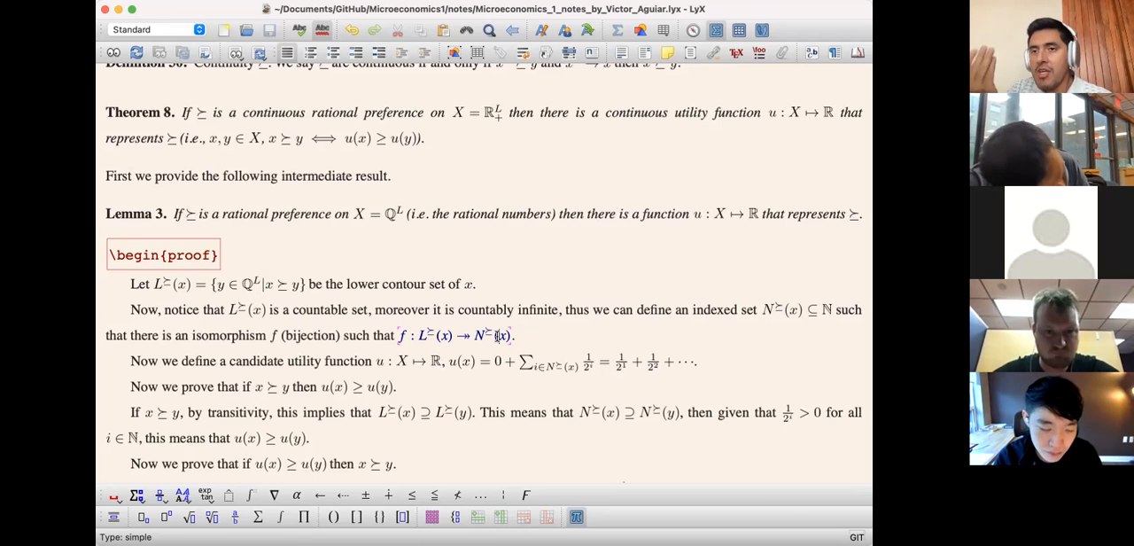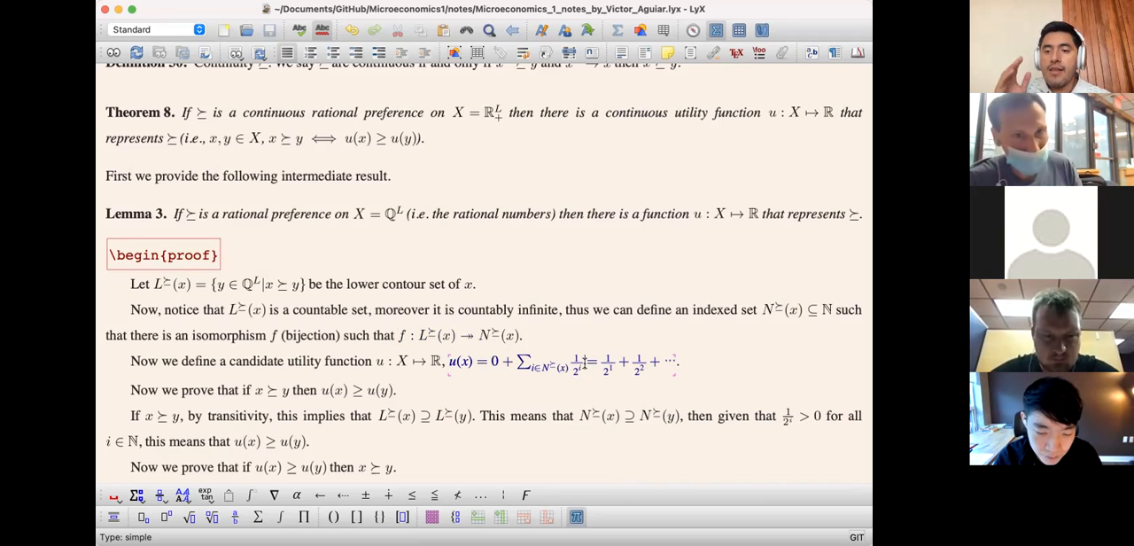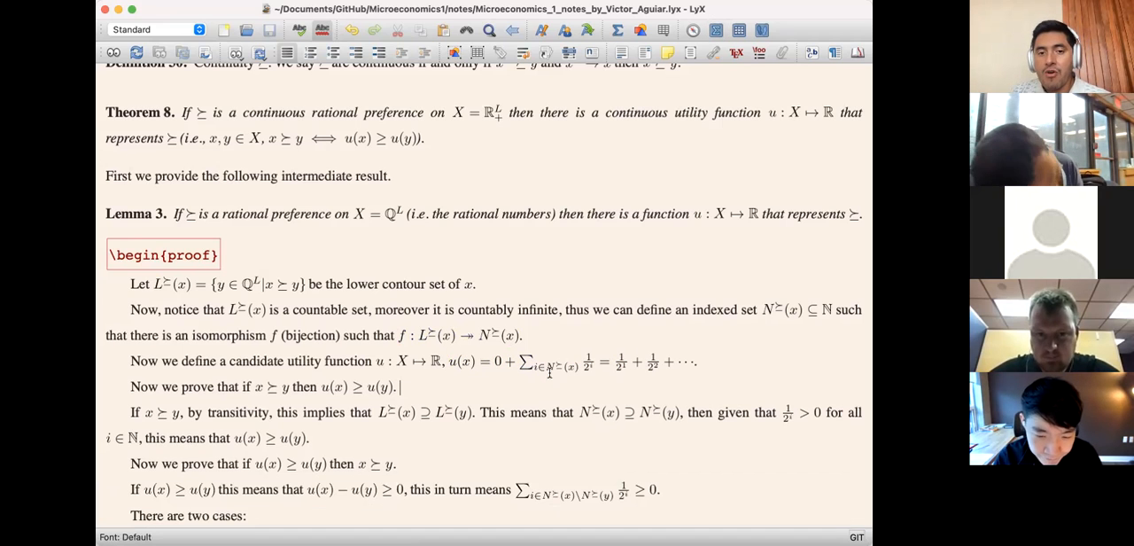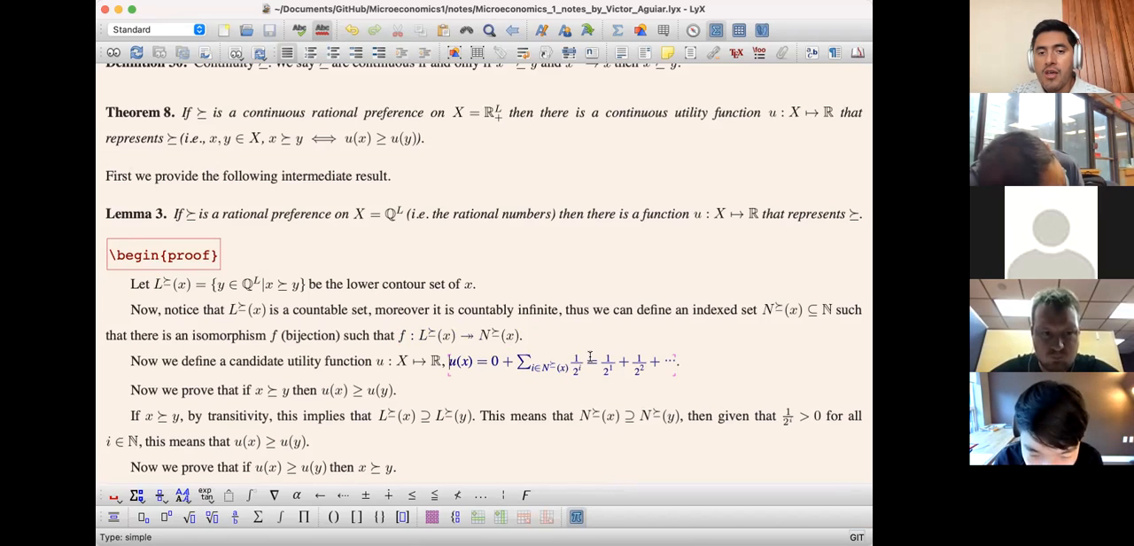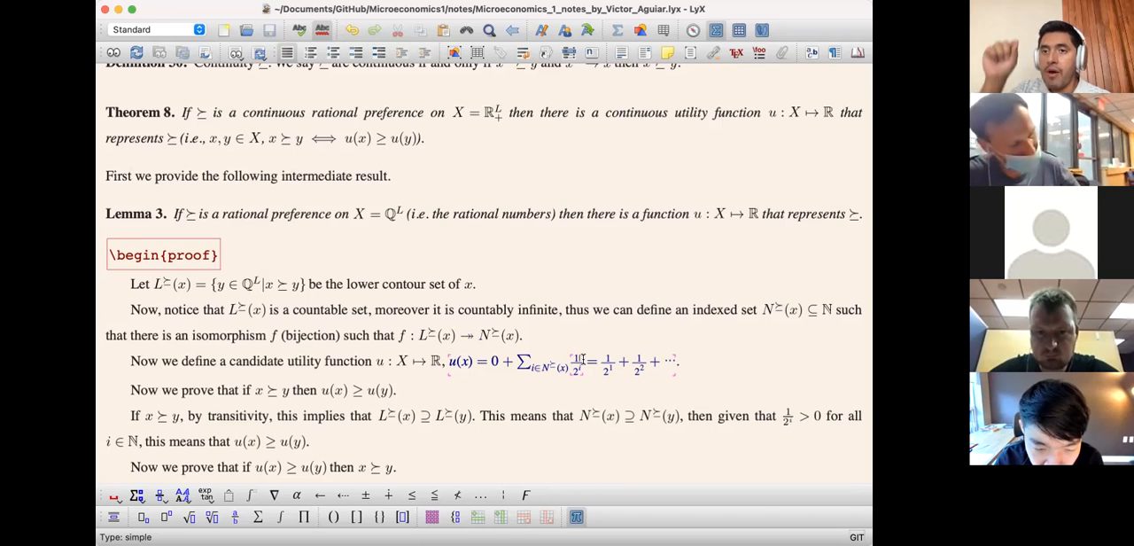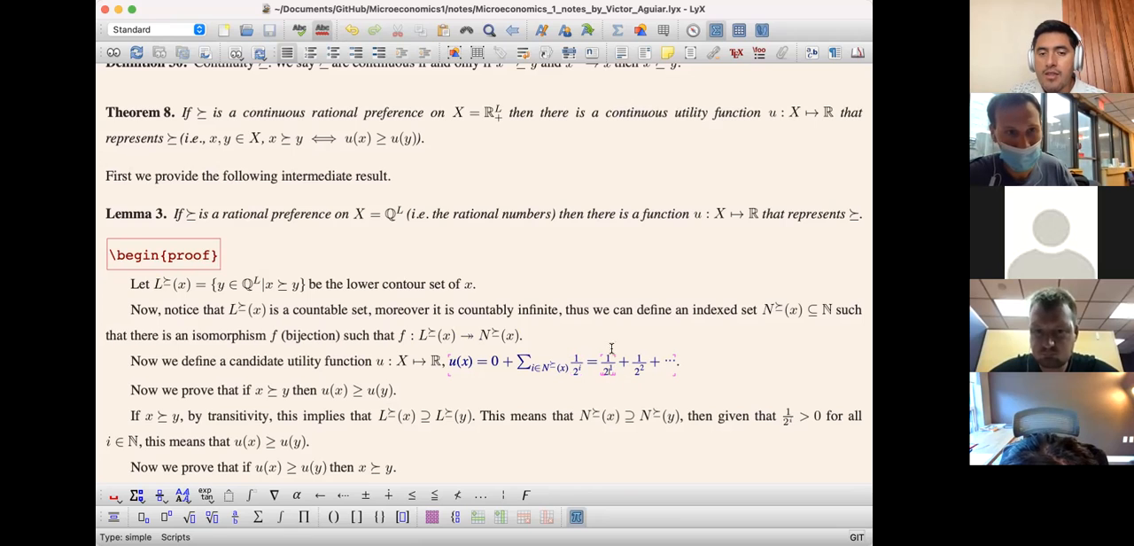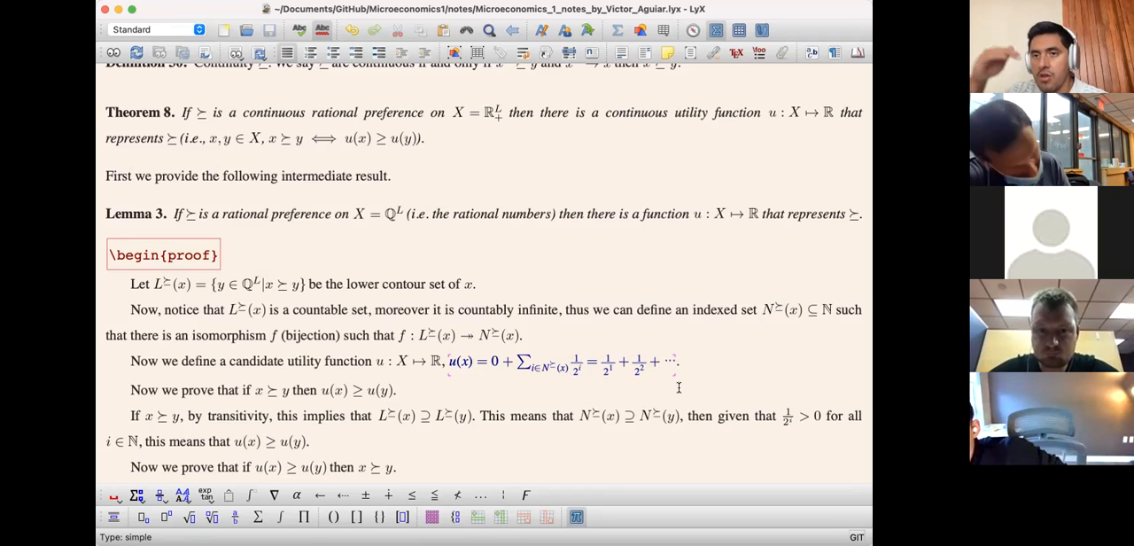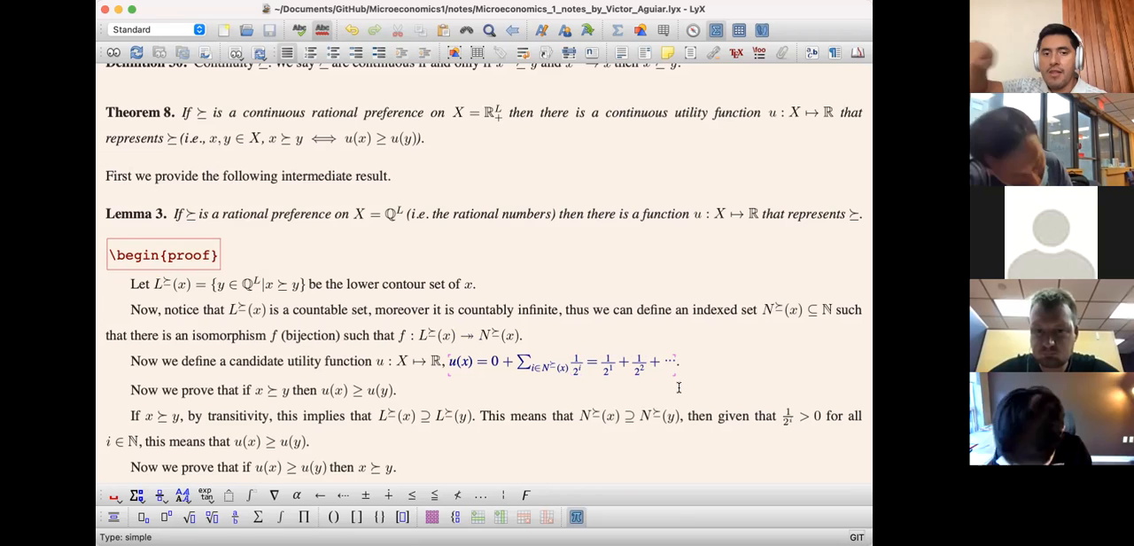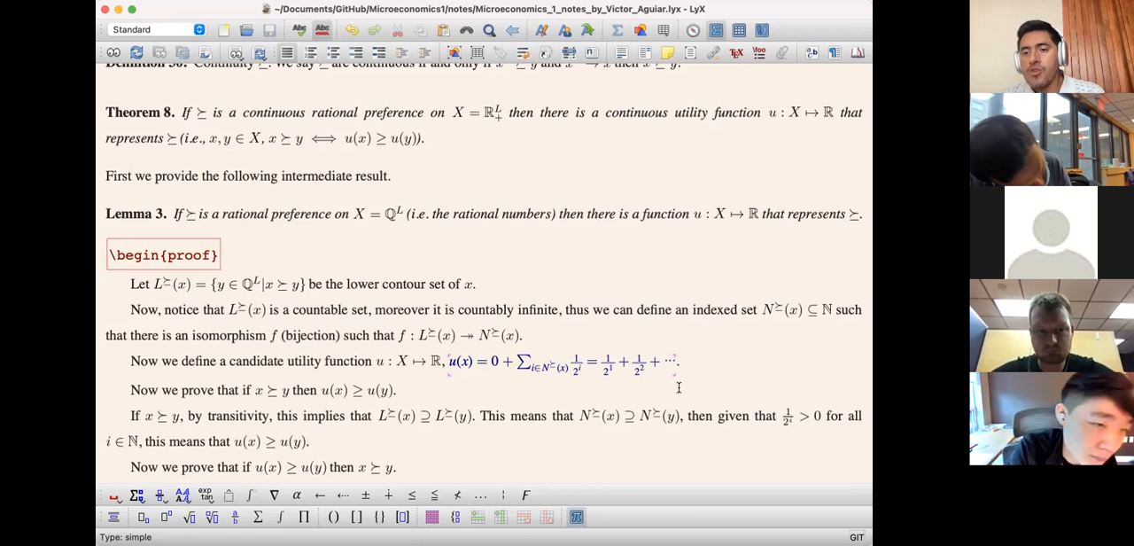Such a summation, I can choose any I want. There is nothing particular about this construction. It's just something that works. It's going to be this kind of summation where I take the sum over the index set, from 1 to whatever number, and I take a coefficient, which is 1 over 2, and then elevate the denominator to the power of the index, and then just take the summation. Expanding the summation, it is 1 over 2, plus 1 over 2 squared, plus 1 over 2 cubed, until whatever elements I have in the lower contour set. Understood?